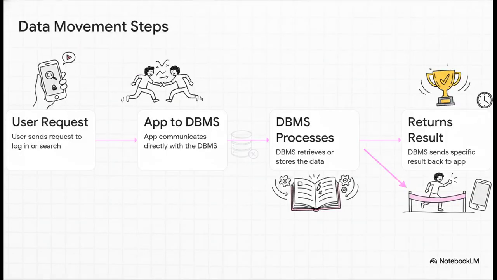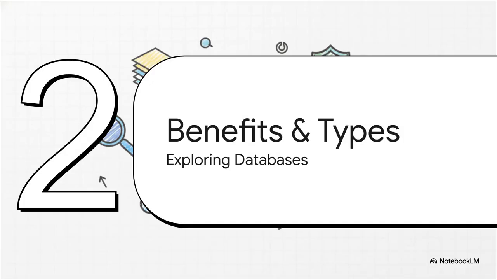It's essentially a rapid-fire relay race, basically the journey of a single click. Let's break it down step by step. Step 1, the user sends a request. Step 2, the app communicates that request to the DBMS. Step 3, the DBMS processes it, diving in to retrieve or store the data. And finally, step 4, the DBMS returns the exact result back to the app. And all of that is happening in milliseconds. Crazy, right?